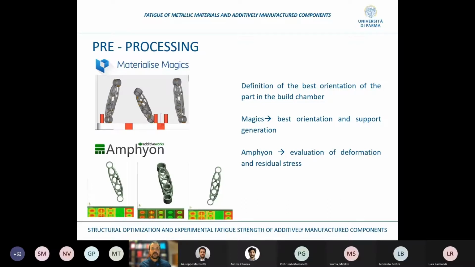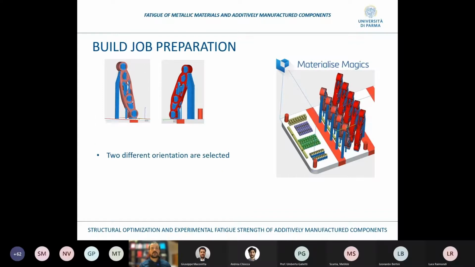So we performed these two steps, and we selected two different orientations because we wanted to see if the different orientations generate different behavior in the fatigue, in the mechanical properties, during the testing. And so after the selection of the two best orientations, we generated the supports.